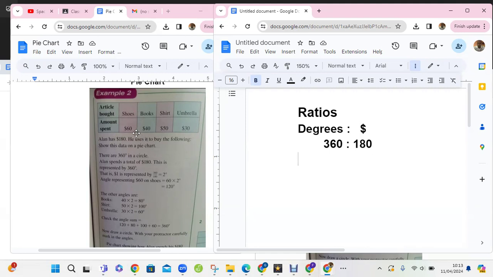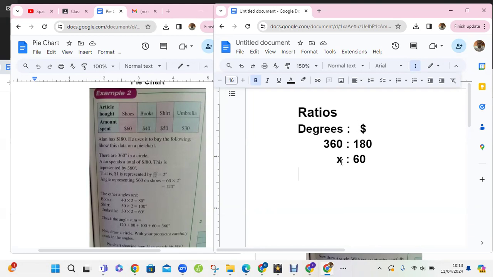Now here we have $60. So that's 60 coming under dollars. Now we want to calculate the angle for $60, so you put an X. The X will replace the angle you need to calculate. So let's go over that again. First step, labeling ratio. Second step, complete ratio. Third step, incomplete ratio. And the fourth step, which is the final step, you cross multiply and divide to calculate the letter that you are looking for.